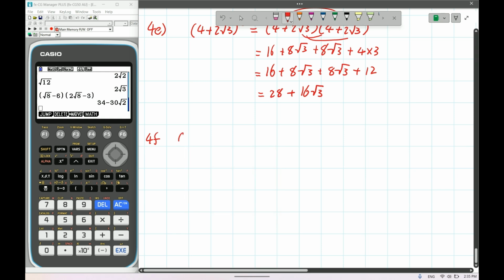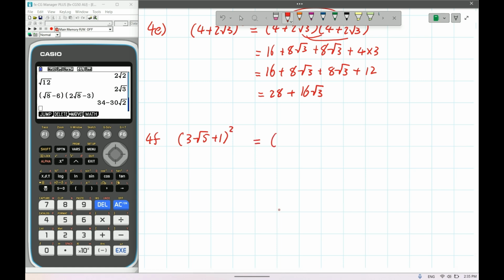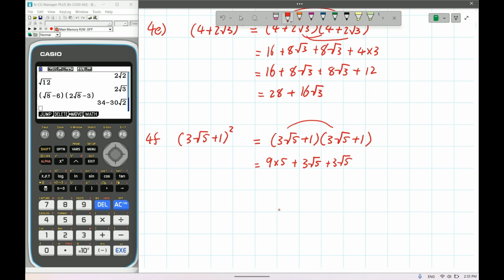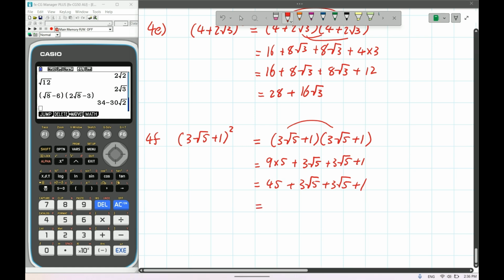For 4f, we're looking at 3 root 5 plus 1 squared. And this will become 3 root 5 plus 1 by 3 root 5 plus 1. Cool. So these two will times, so you get left with 9 times 5, plus, and then you multiply the other components. 45 plus 3 root 5 plus 3 root 5 plus 1. So 45 and the 1 makes 46, plus 6 root 5.